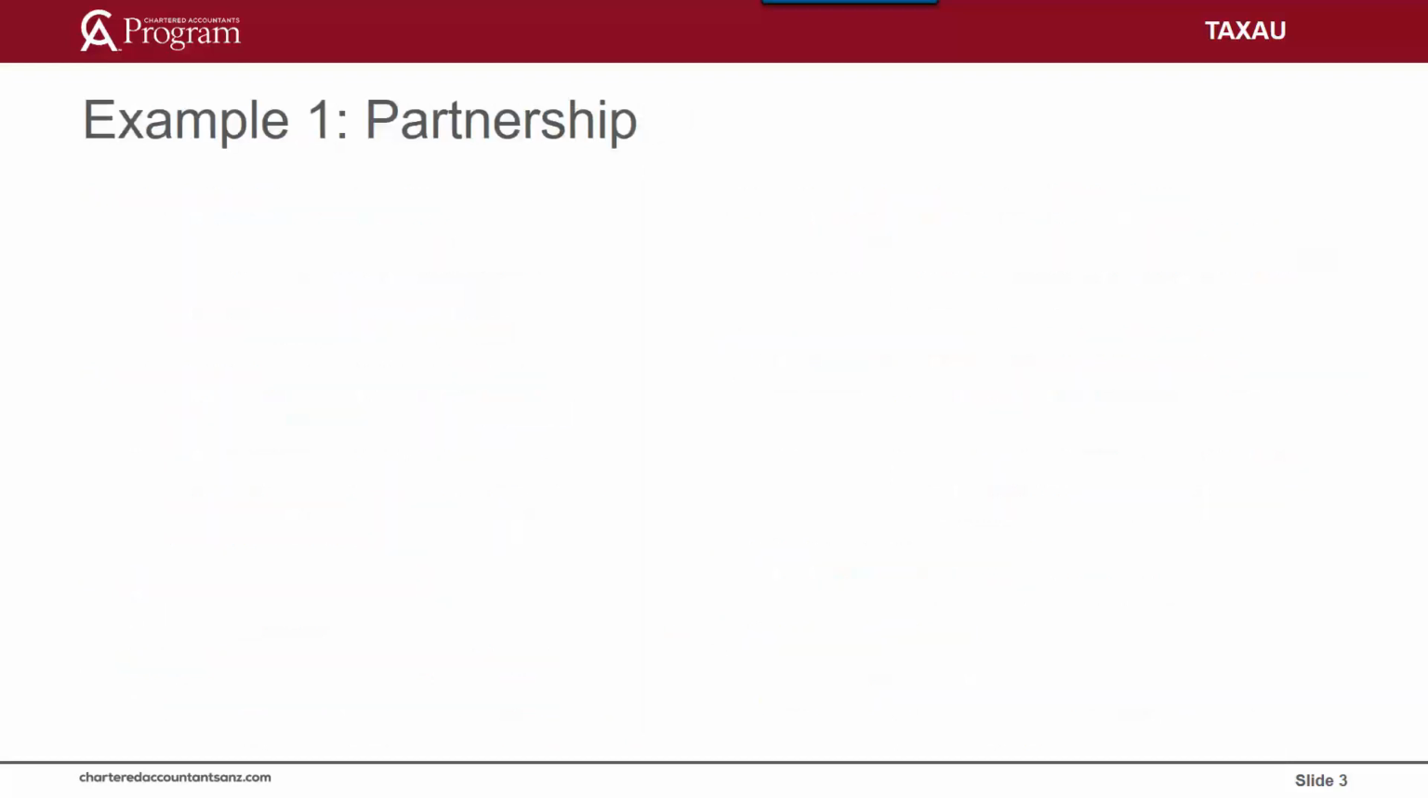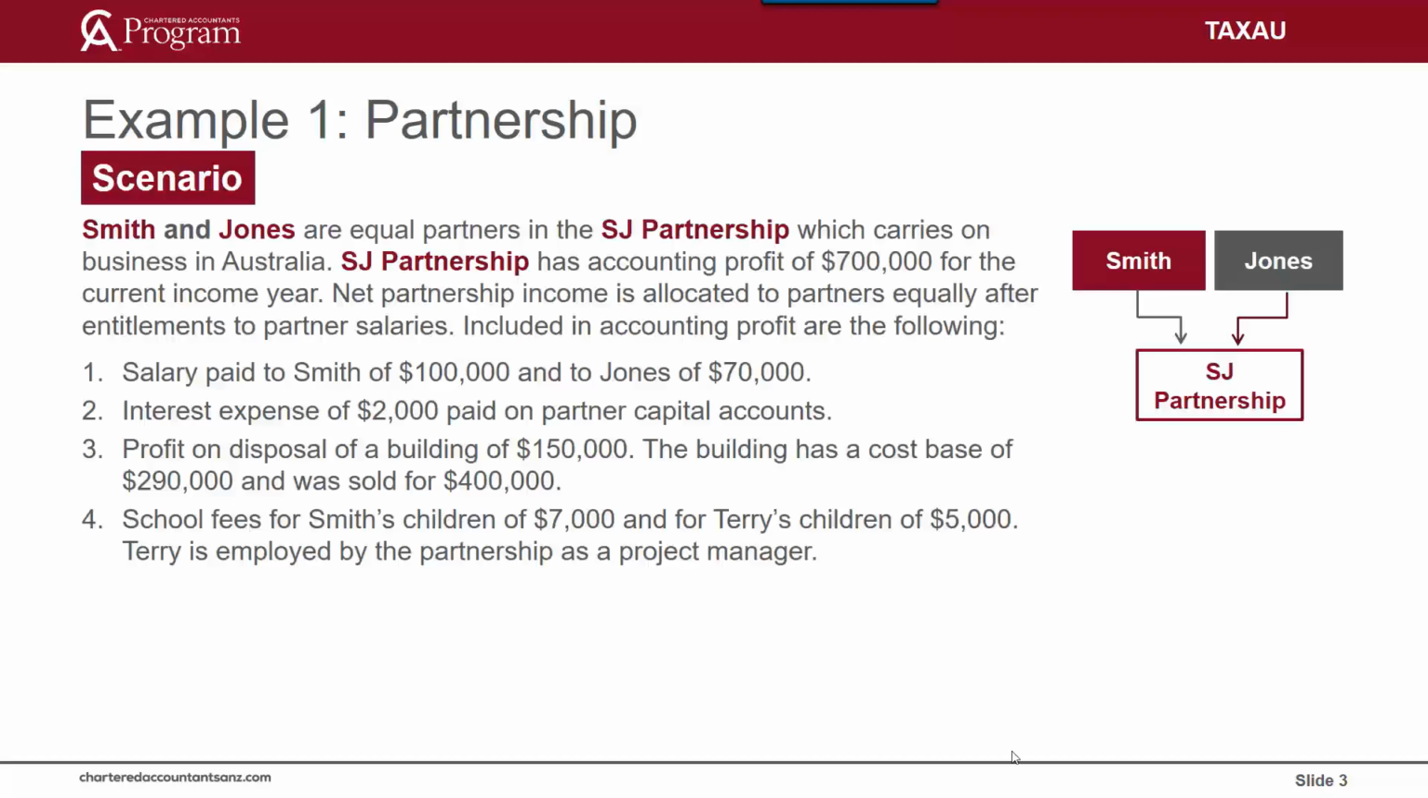So let's do an example to check your understanding of partnerships. In example 1, Smith and Jones are equal partners in the SJ Partnership, which carries on a business in Australia. SJ Partnership has an accounting profit of $700,000 for the current year. Net partnership income is allocated to partners equally after entitlements to partner salaries. Included in accounting profit are the following transactions.